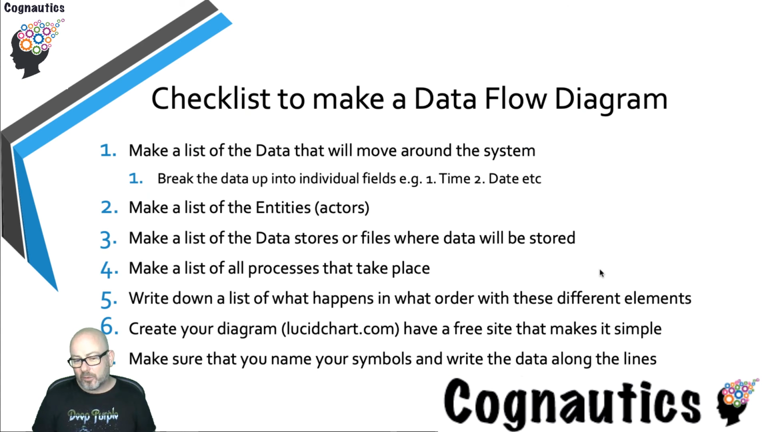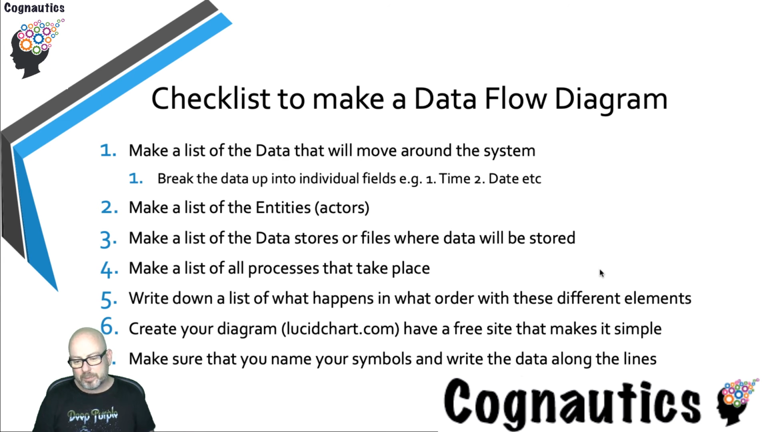Make a list of the data that's going to move around the system. Break the data up into individual fields. So think about time, think about date, and think about email, just whatever you're collecting for your system. Make a list of the entities, the actors. That won't take you very long. Make a list of the data stores or files where the data will be stored, and that needs to be included. Make a list of the processes that take place. You'll have that from your previous diagrams that you've produced.